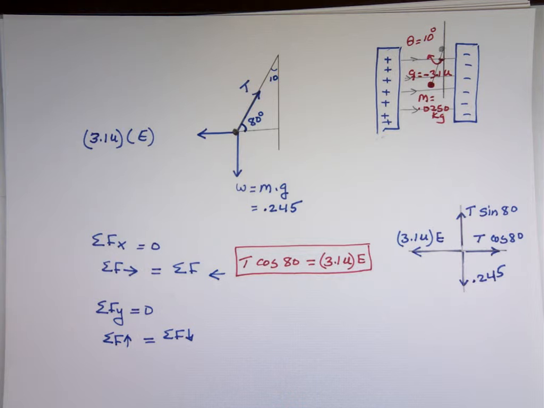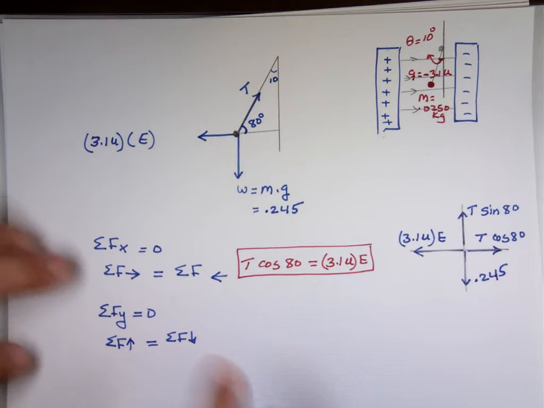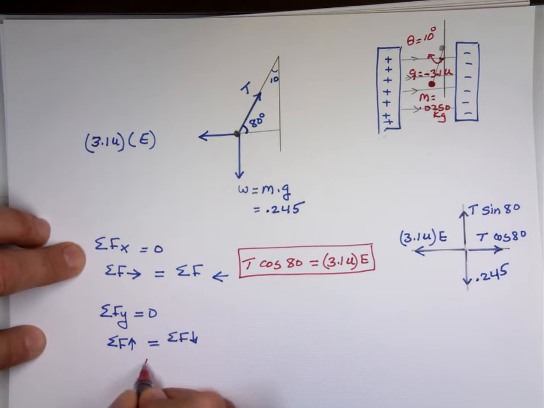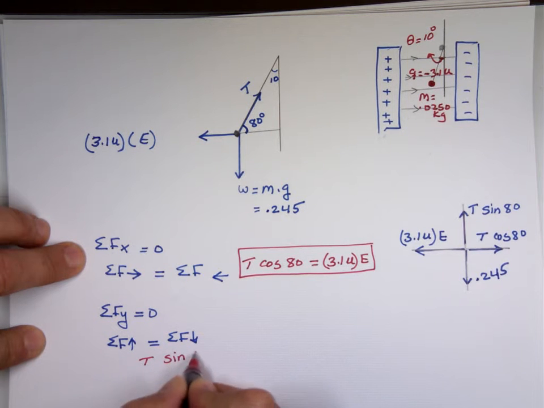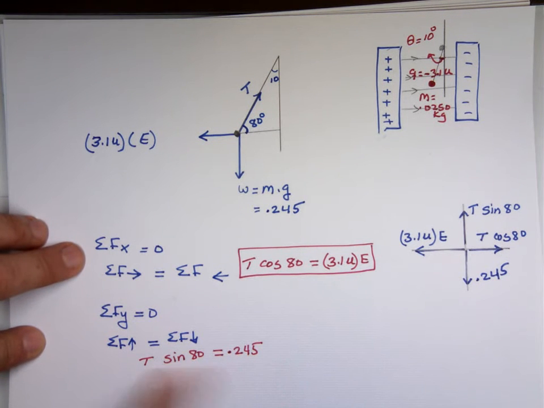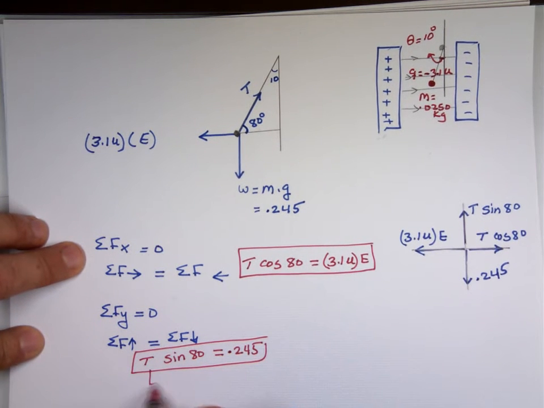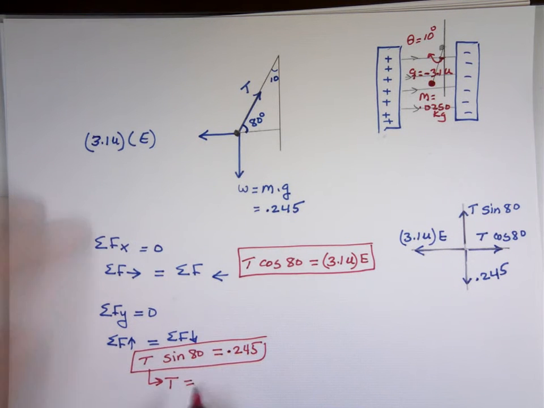Let's look at this one. Up equals down. What do we have pointing up? T sine of 80. What do we have pointing down? 0.245. How many unknowns in that equation? Only one. Can we find what T is? T equals 0.245 divided by sine of 80 degrees. T is 0.249.